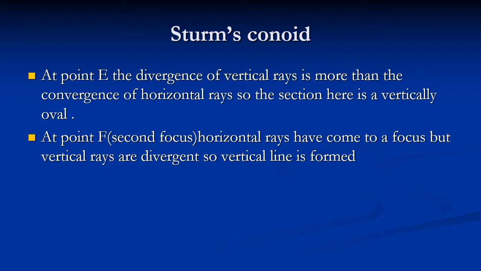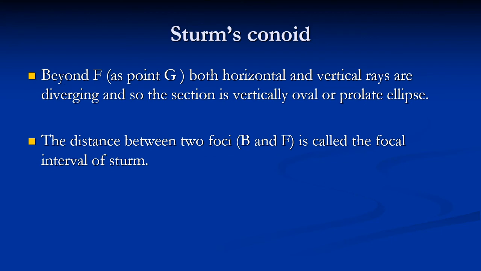At point E, the divergence of the vertical rays is more than the convergence of the horizontal rays, so the section here is a vertical oval. And point F is called the second focus. The horizontal rays have come to a focus, but the vertical rays are divergent, so a vertical line is formed. The interval between the horizontal line, that is point B, and the vertical line, that is F, is the focal interval of Sturm. Beyond F, at G, both horizontal and vertical rays are diverging, so the section is a vertical oval or prolate ellipse.